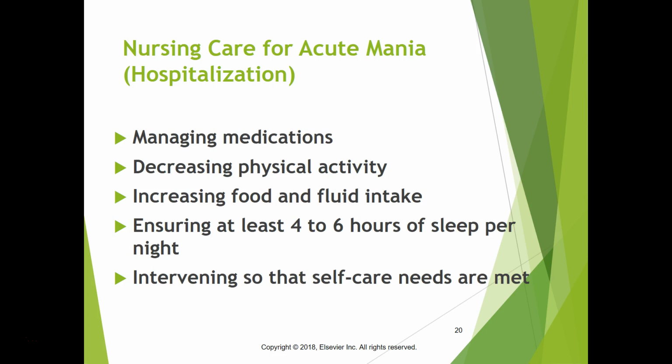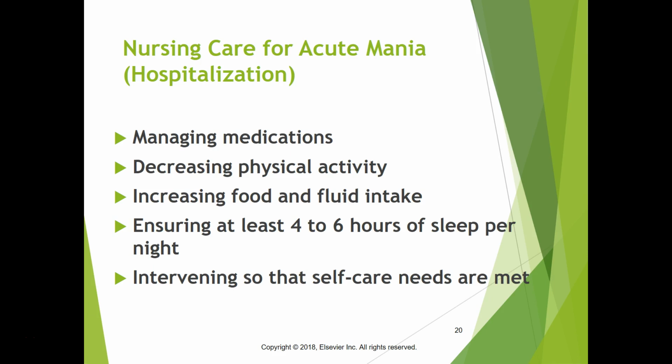Just going back to increasing food and fluid intake, there are times when people are so busy, so manic that they can't even stop to eat. So we have to be very creative sometimes in our interventions. There are times when what we can do is give them a sandwich that they can eat while they're pacing. We'd like them to stop pacing, but if that's the only way to get them to eat, then give them something they can hold in their hand, a sandwich, a fruit, something easy to eat that they can walk around and eat at the same time. They may not be able to sit down and eat a meal from a tray.